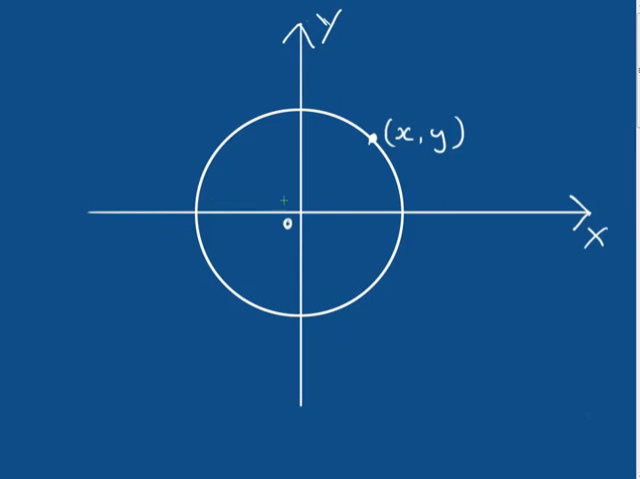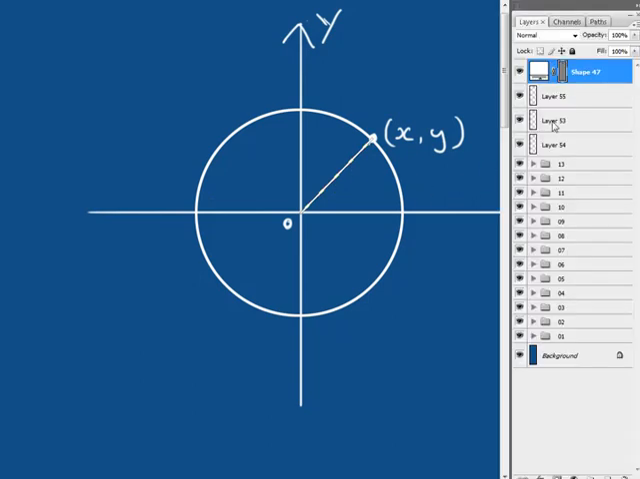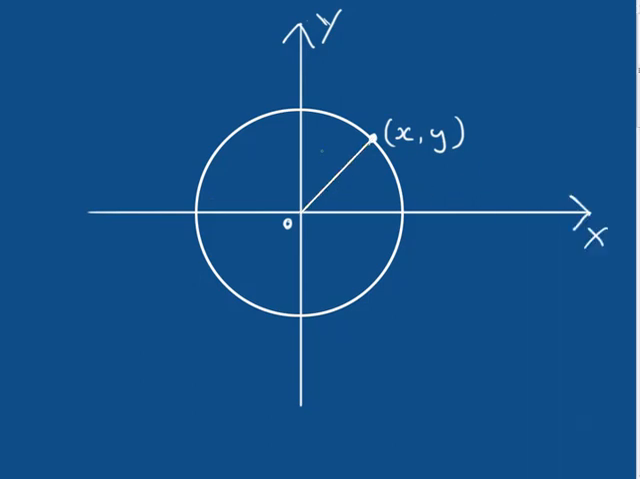So we can draw a line from our origin up to our point, and the length of this line is our radius, which I'm going to label with a capital R. So we know that we have a radius, it's constant for the entire circle, and we also know that a point on the circle has the coordinates x, y.